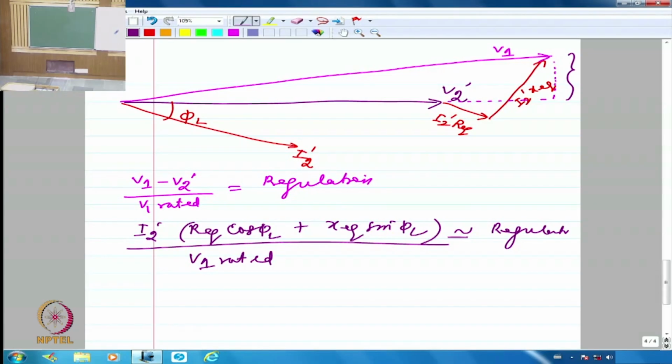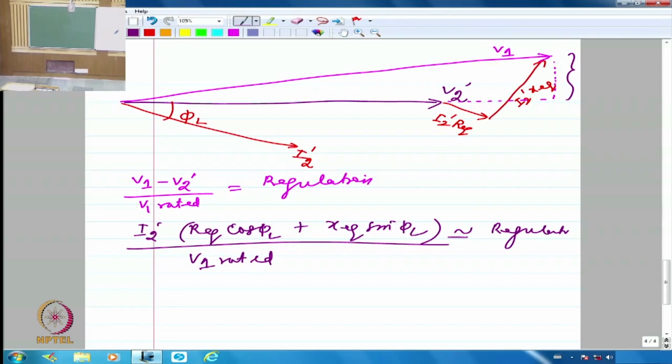And when we neglect something or approximate something, we look at the practical conditions, but most of the time the values given in the problems may not be all that practical. That is also there. So sometimes that can give rise to some difficulty.